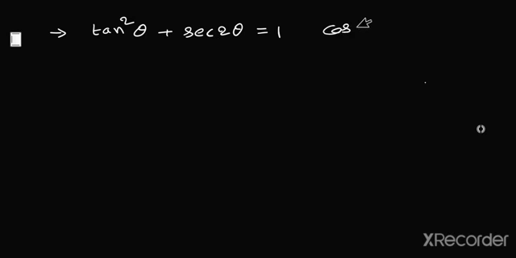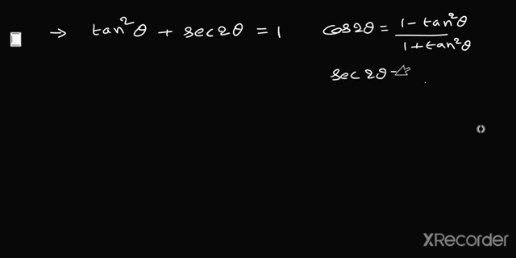First of all, what is the formula for cos 2 theta? It is 1 minus tan square theta divided by 1 plus tan square theta. What will be the sec 2 theta formula? It is 1 plus tan square theta divided by 1 minus tan square theta, whenever the denominator is not 0. I think it is very clear for you. Let us substitute this in place of sec 2 theta.